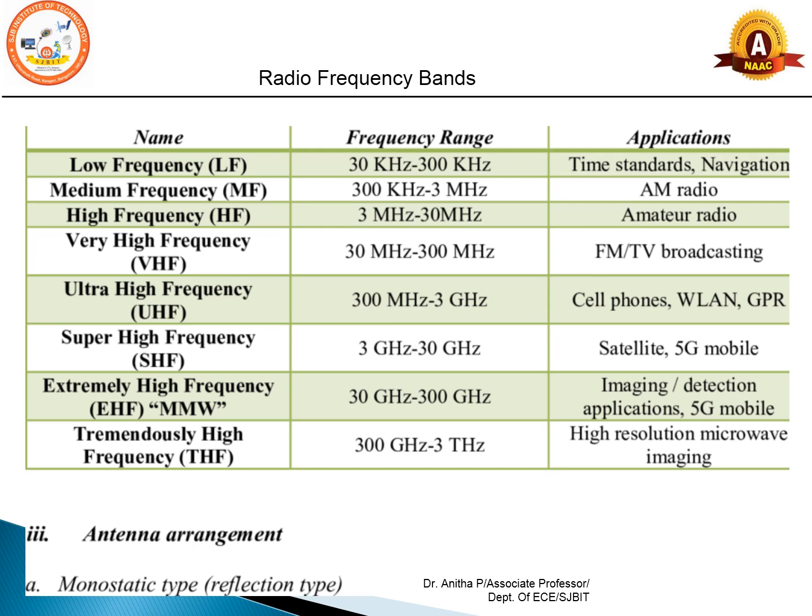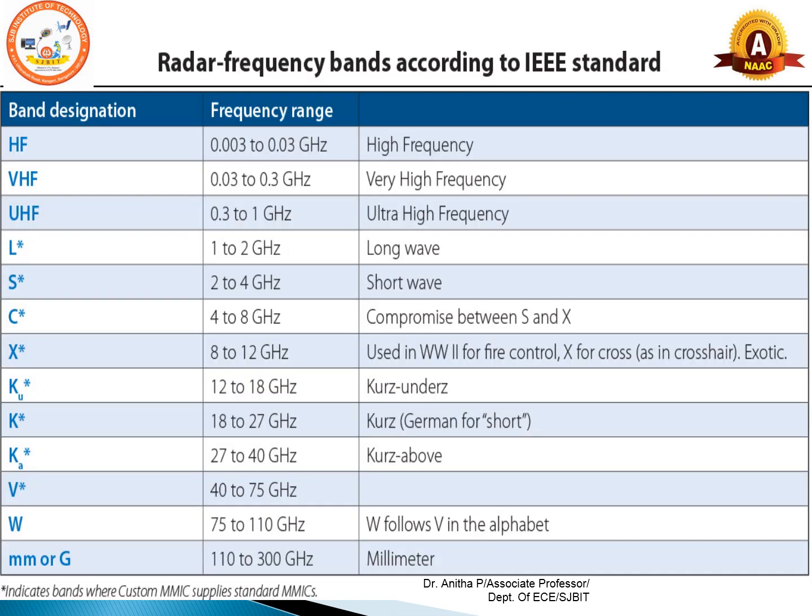And the radio frequency spectrum, in the radio frequency bands, starts with low frequency to tremendously high frequency, with a frequency range from 30 kilohertz to 300 and so on, with a difference of 10 times variation, and their particular applications can be seen here. Which is used in FM radio, AM radio, cell phones, WLAN, wireless LAN, GPRS, GSM systems, and satellite 5G mobile systems. Different applications can be seen here.